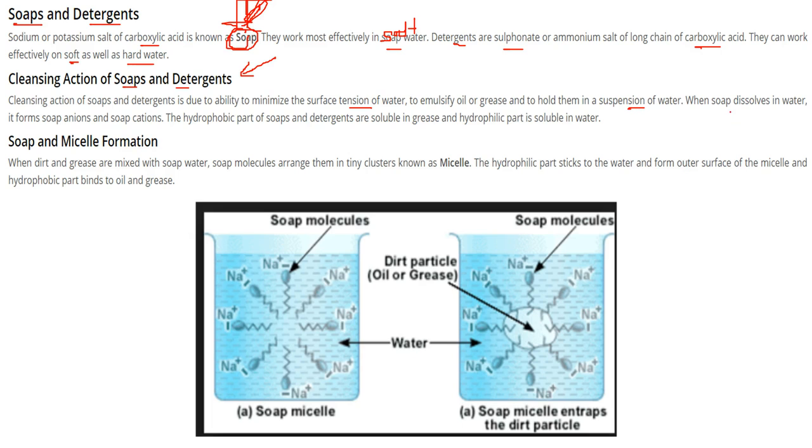When soap dissolves in water, it forms an anion and a cation, soap anion and soap cation. There are two parts, a hydrophobic part and a hydrophilic part. The hydrophobic part of soap and detergent is soluble in grease and dirt. The hydrophilic part is soluble in water. So there is micelle formation. When dirt and grease are in soap water, the soap molecules arrange themselves in tiny clusters. These are known as micelles.